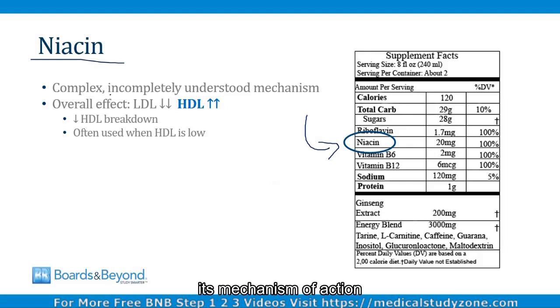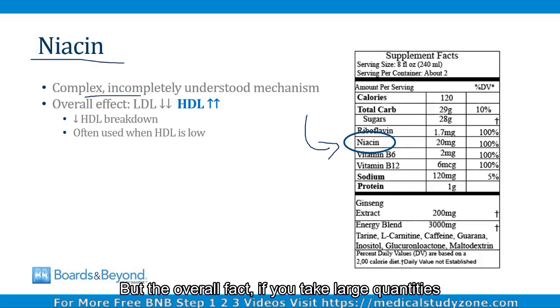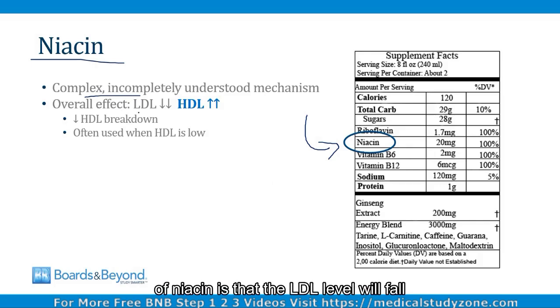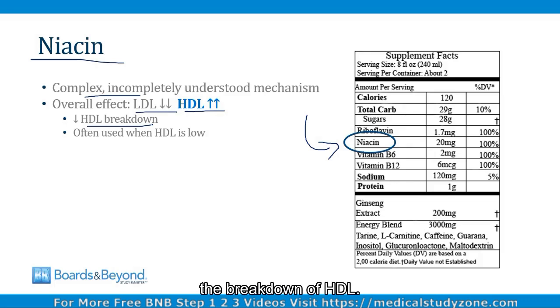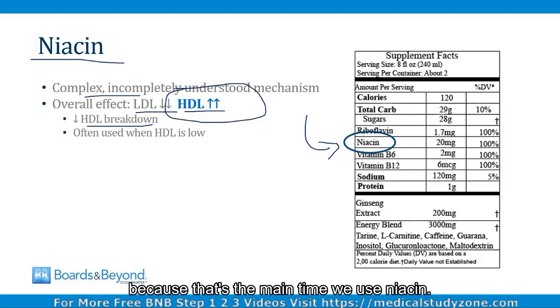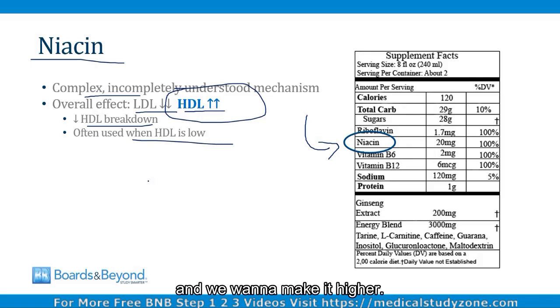Its mechanism of action is complex and poorly understood, but the overall effect if you take large quantities of niacin is that the LDL level will fall and the HDL level will go up. This is believed to occur because niacin inhibits the breakdown of HDL. And I've bolded the HDL increase here because that's the main time we use niacin. It's usually used in patients who have a low HDL and we want to make it higher. There's not a lot of evidence that this will reduce the rate of myocardial infarction and stroke, but in some patients with very low HDL, niacin can be used.